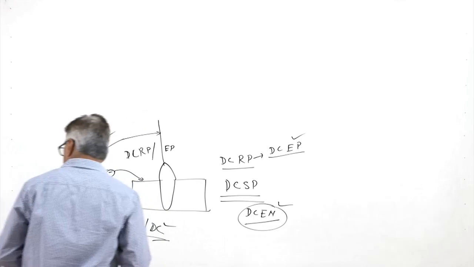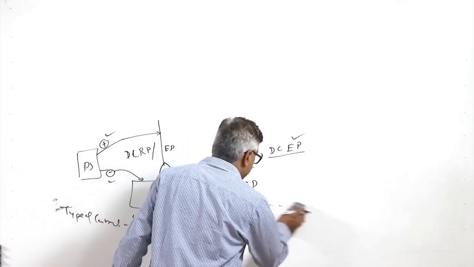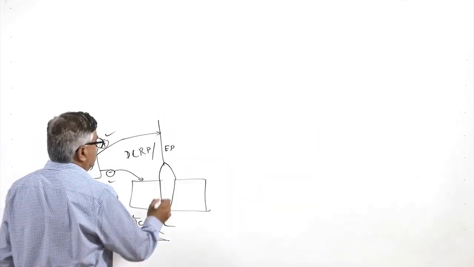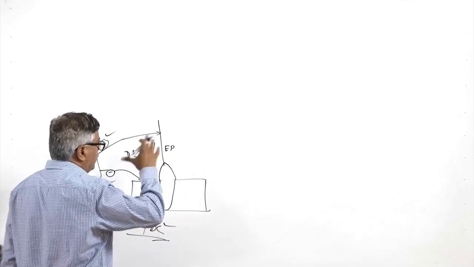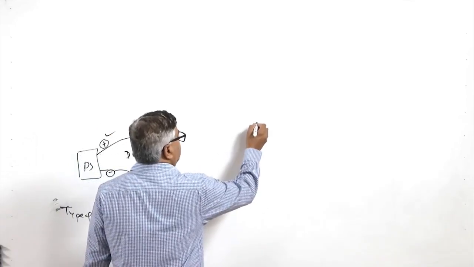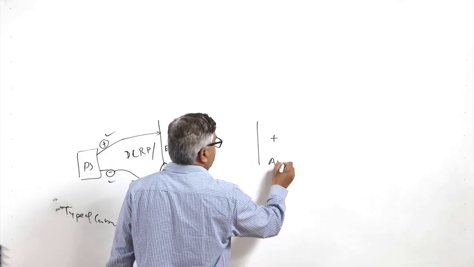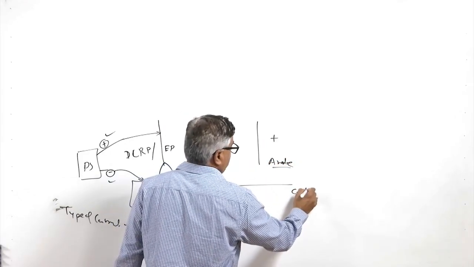So, what is the importance of DC EN or DC EP? We know that whenever there is a welding arc, more heat is generated on the positive side and less heat is generated on the negative side. So the electrode, if connected to the positive, will be termed the anode, and the workpiece will be termed the cathode.